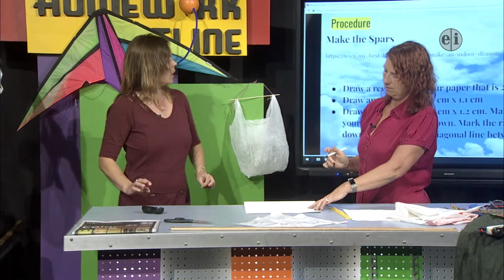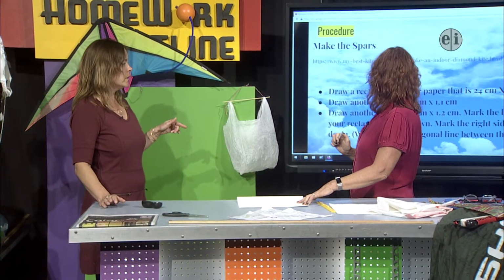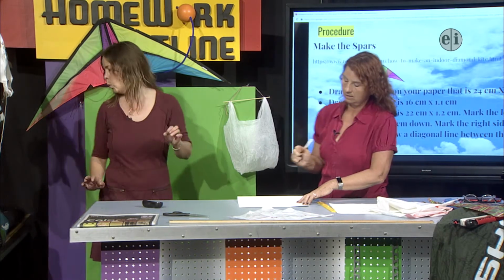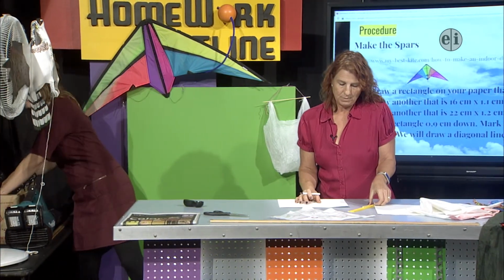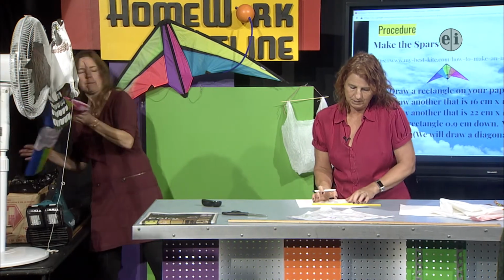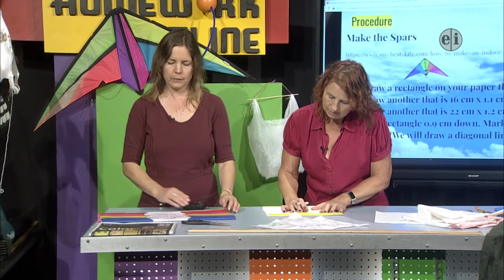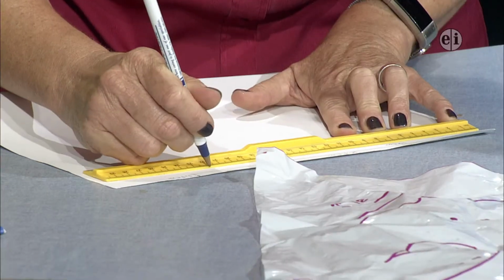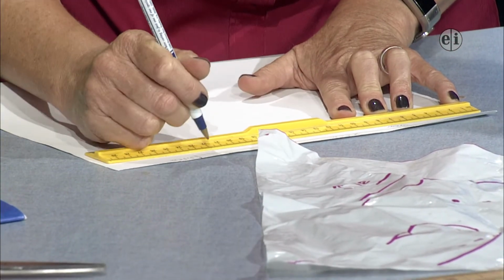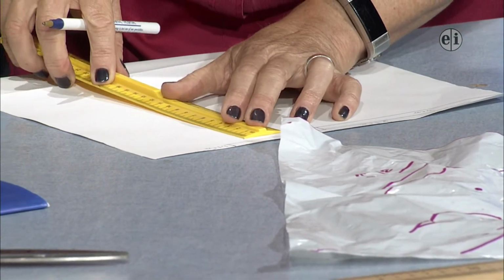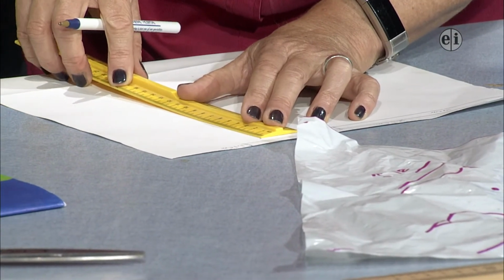Okay, now what do I do? All right. So now you're going to draw another rectangle that is 22 centimeters long by 1.2 centimeters. Oh my goodness. Okay, 22 by 1.2. Here we go. Okay, there's 22. And here's 1.2. I'm amazed at how specific this is.